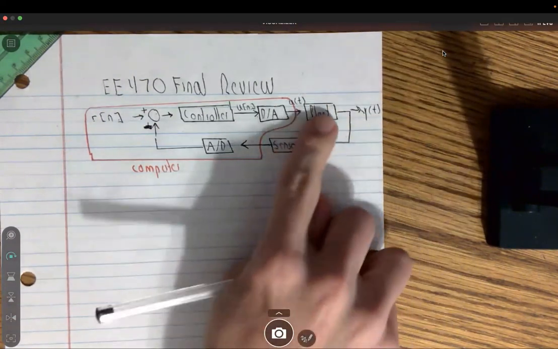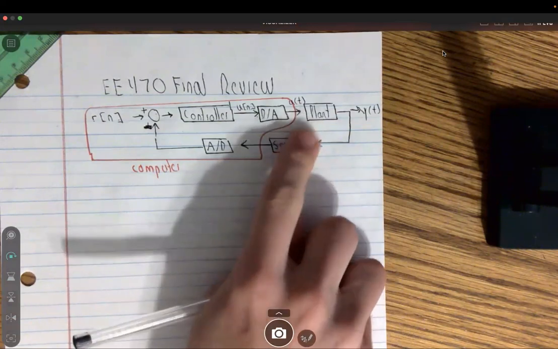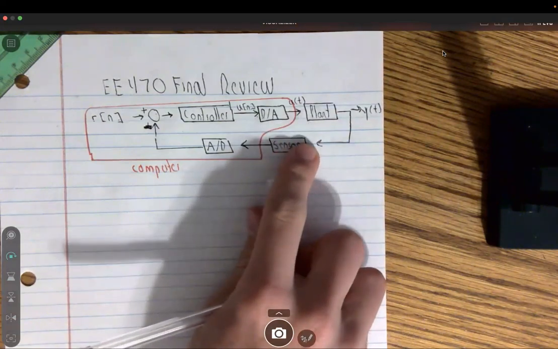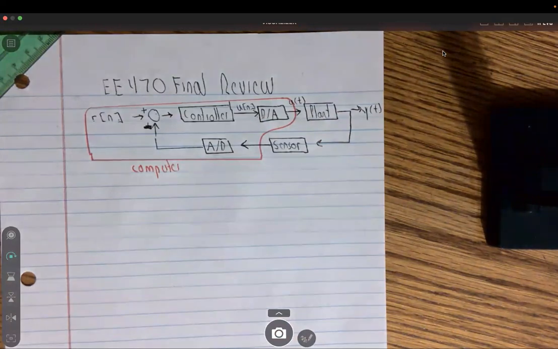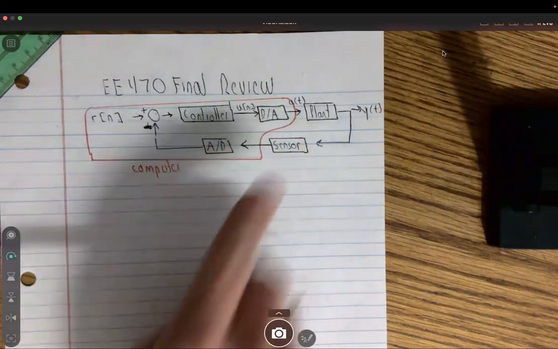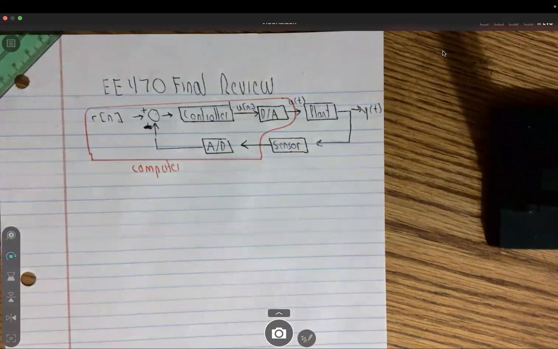Then the plant and the sensor are in the continuous domain. They're physically happening in the world. So what we're going to do is work with the discrete environment together with the continuous environment. That's what this is trying to say here.